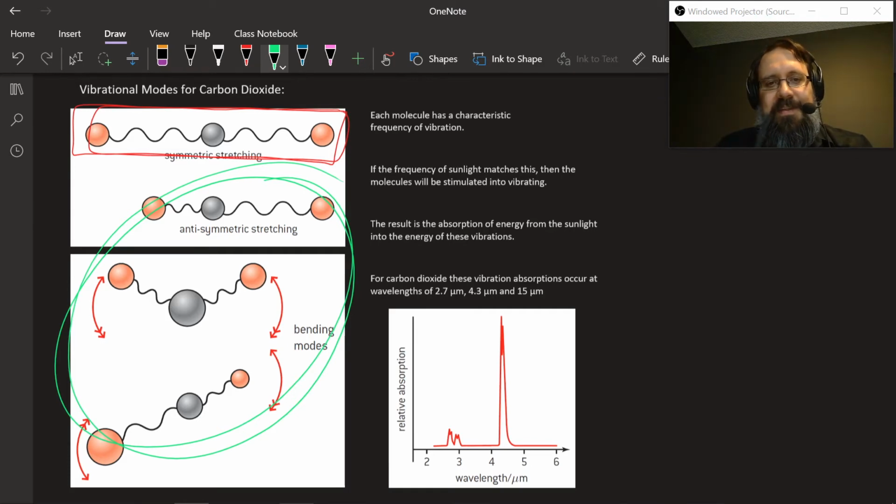So if the frequency of the light matches the frequency of those oscillations, then it can reinforce and the light will get absorbed. It'll set the molecule, it'll drive it into those oscillations. So the result is that the light gets absorbed by the molecule. It's like waves. If there are two waves that are exactly the same, it'll increase the intensity. Yeah, so it's kind of like resonance in a sense.